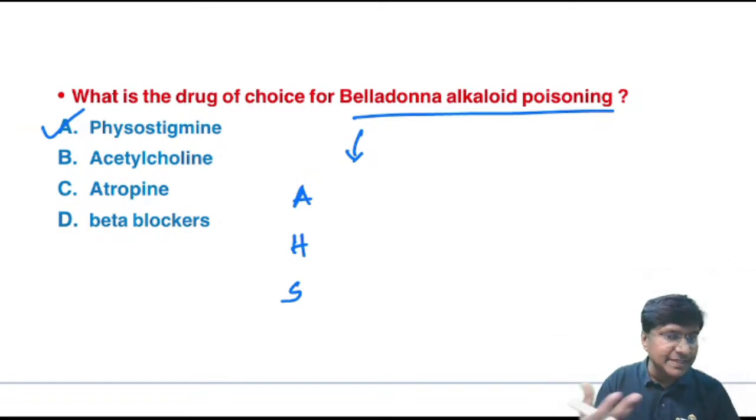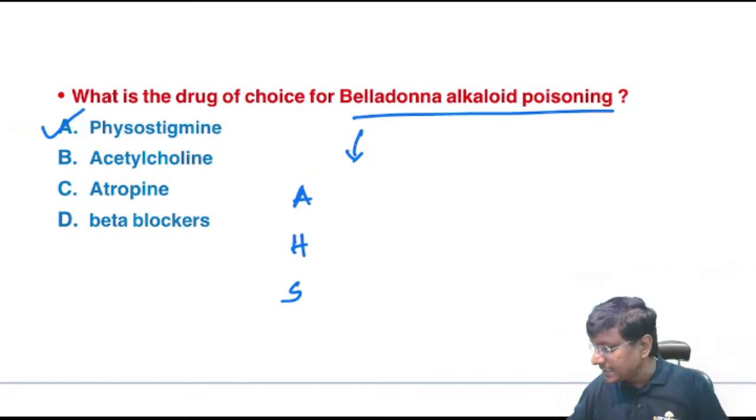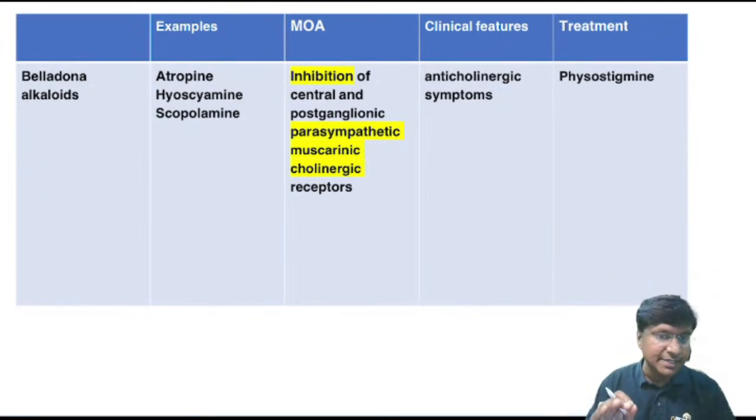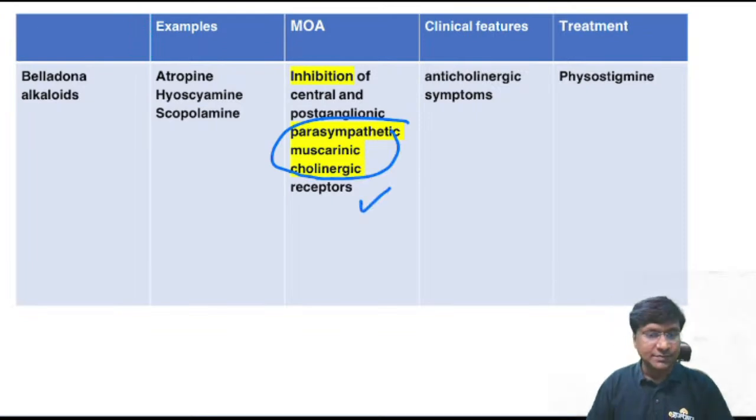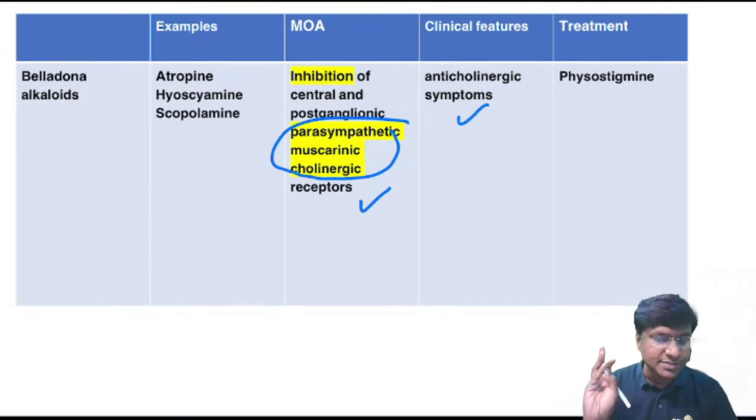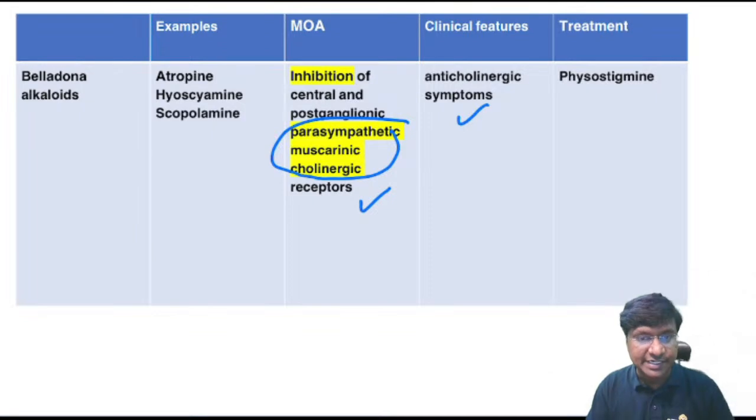Right, now what will be the mechanism of action of these Belladonna alkaloids? The mechanism of action is they cause the inhibition of central and postganglionic parasympathetic muscarinic cholinergic receptors. So basically anticholinergic activity. So they have the anticholinergic symptoms. What are those anticholinergic symptoms? Dry skin, dry mucous membrane, decreased bowel sounds, urinary retention, myoclonus. These are all the features of excessive anticholinergic activity.